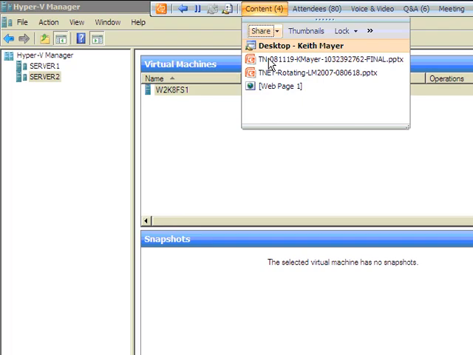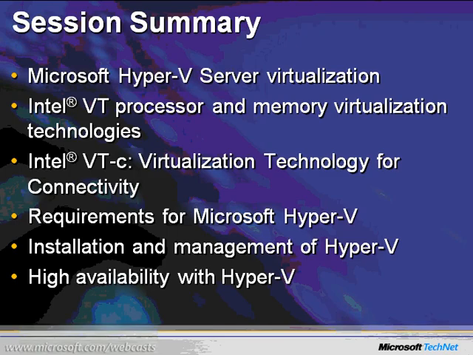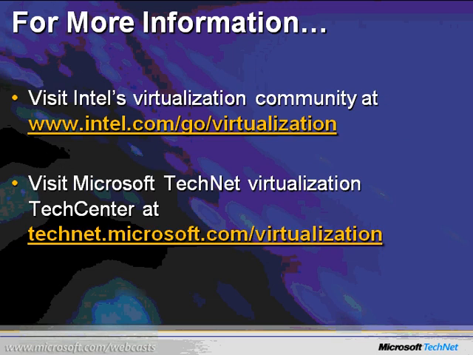I'm just going to go back to our slide deck here so that we can finish up. So in summary, we've looked at Microsoft Hyper-V server virtualization and the benefits provided at a hardware-enabled or hardware-assisted virtualization layer by Intel VT, both for processor and memory, as well as for connectivity. We've looked at the requirements specifically for being able to utilize Hyper-V on our Intel chipset servers, and we've gone through demos of the installation and management of Hyper-V, as well as high availability with Hyper-V.